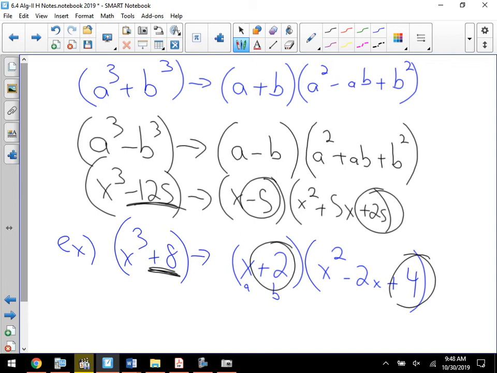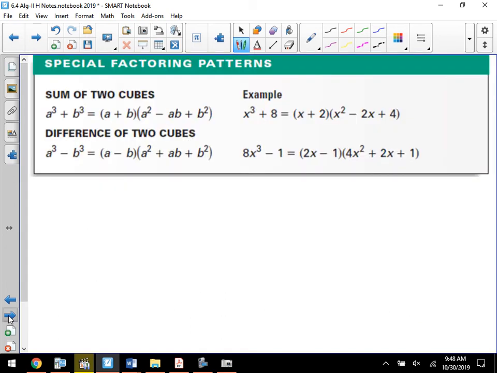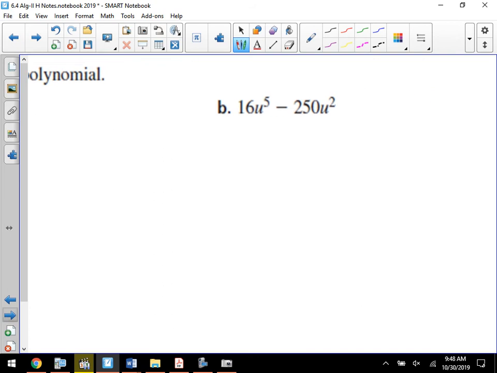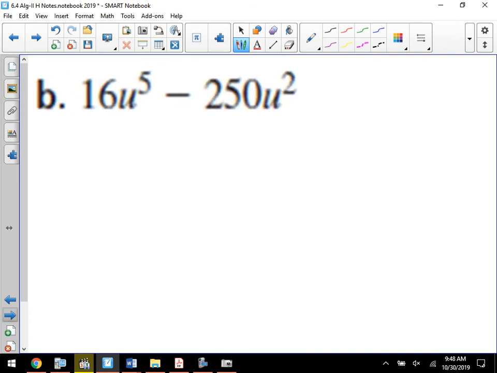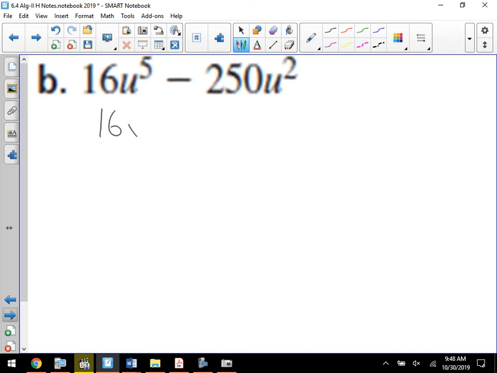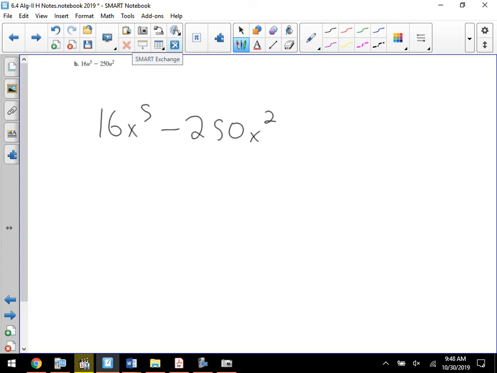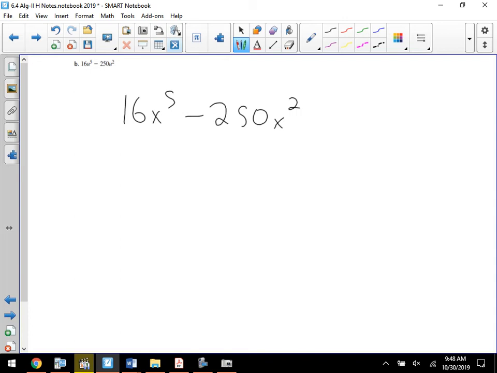All right. So, jump right to the fun. Write this as 16x to the 5th minus 250x squared. One of the things I want to start thinking about is whenever I see 2 terms, can I get some difference of squares or sum or difference of cubes out of it? I always try to think of that when I'm factoring.